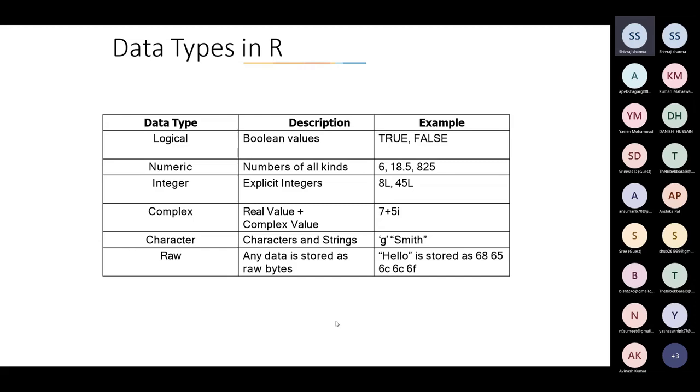Hello 6 means compile, or you can say a combination of character, complex, integer, like that. So these are the data types in R.